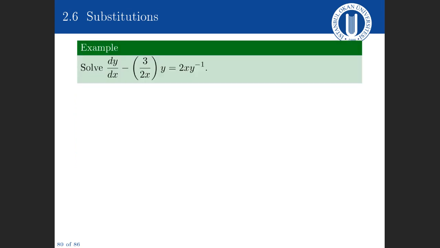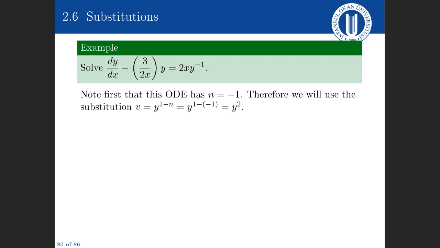Okay, so let's do an example. Solve dy/dx minus 3/(2x) y is equal to 2x y to the power minus 1. Here's the n. In this equation, we have n equal to minus 1. So the substitution we want, v is equal to y to the power 1 minus n, is equal to y squared.